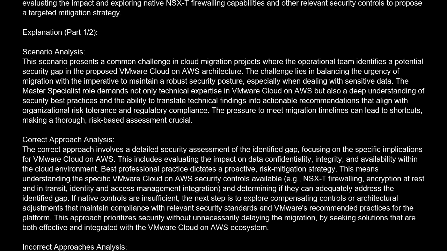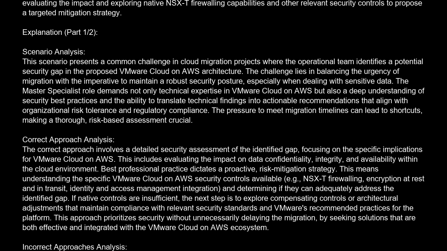The challenge lies in balancing the urgency of migration with the imperative to maintain a robust security posture, especially when dealing with sensitive data. The master specialist role demands not only technical expertise in VMware Cloud on AWS, but also a deep understanding of security best practices and the ability to translate technical findings into actionable recommendations that align with organizational risk tolerance and regulatory compliance. The pressure to meet migration timelines can lead to shortcuts, making a thorough, risk-based assessment crucial.